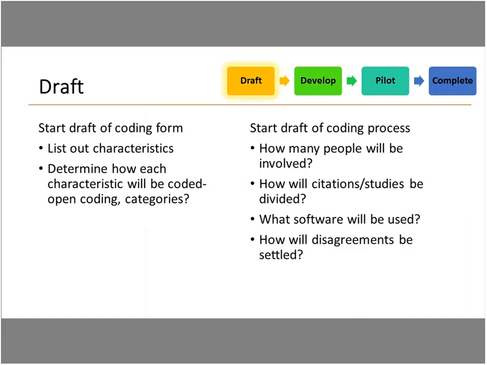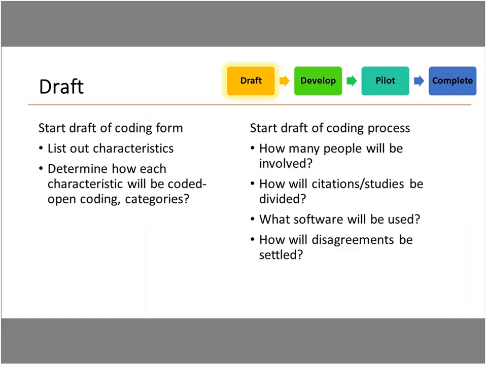So in drafting this, I suggest that they start listing out those characteristics, just brainstorming, and then go back through each one of those and think, okay, is this going to be an open type of question where I'm just filling in text? Do I know some categories? How do I want to collect this information?